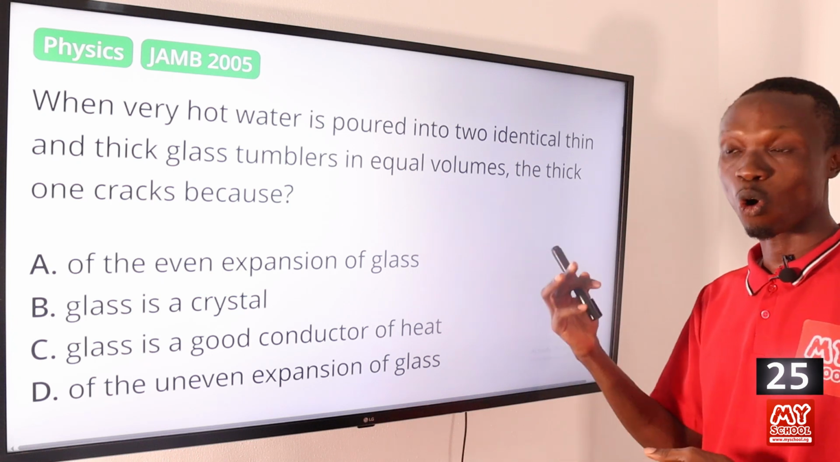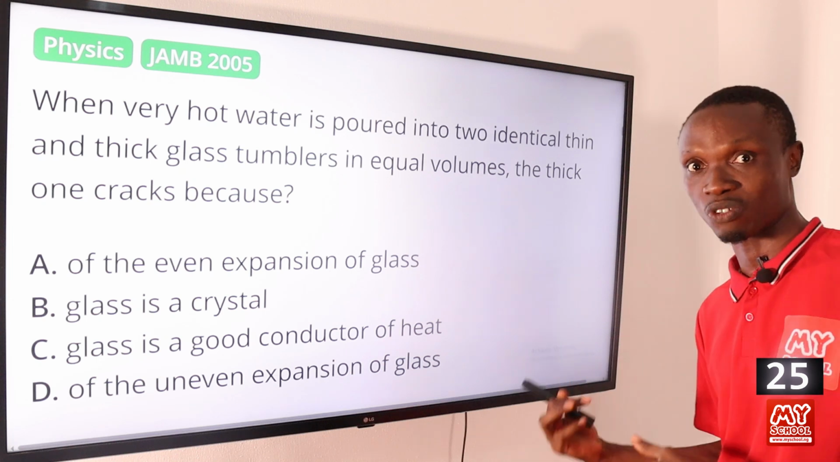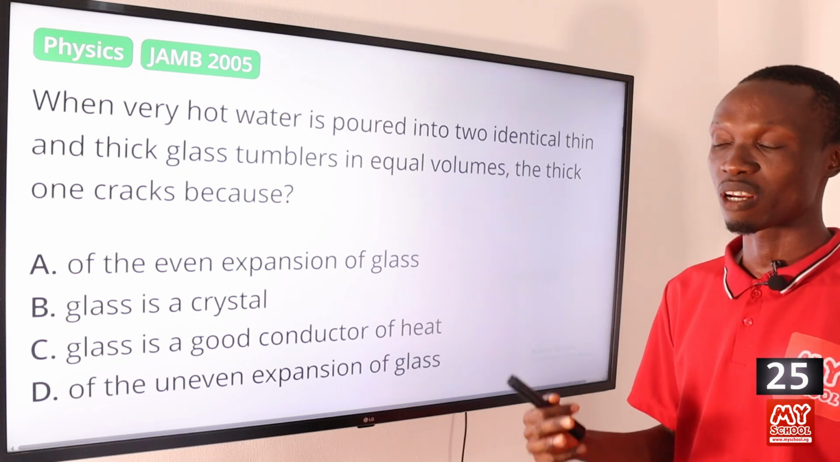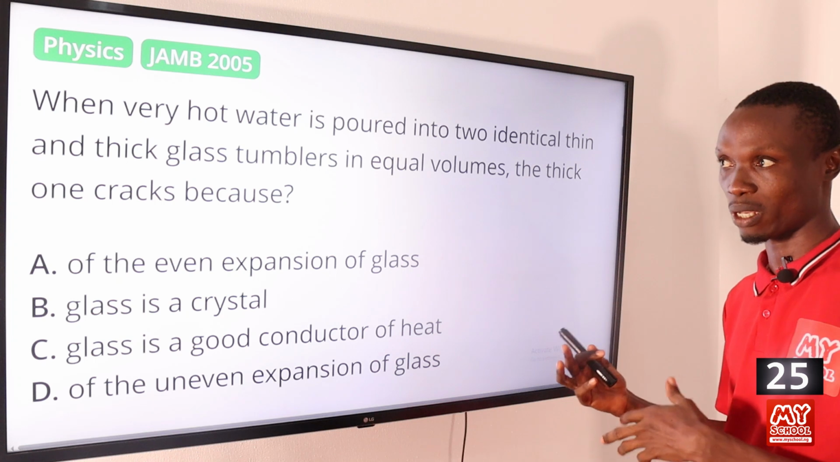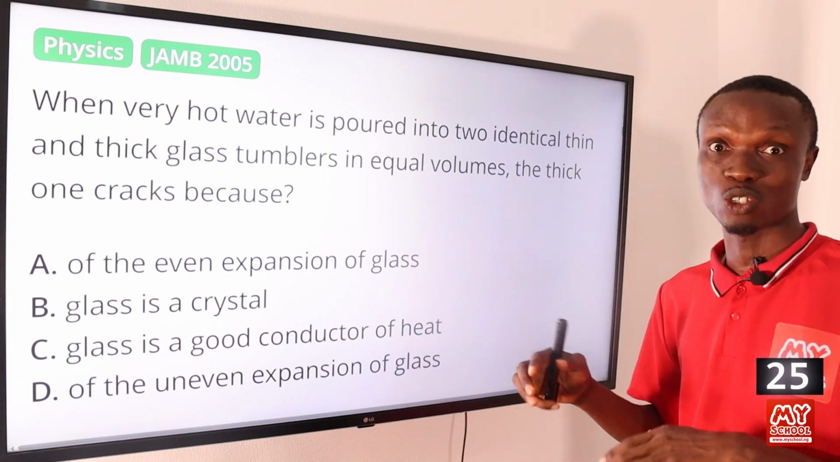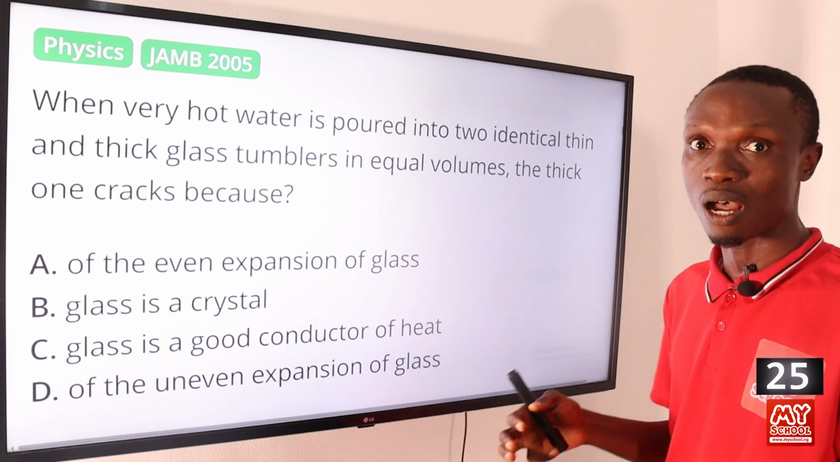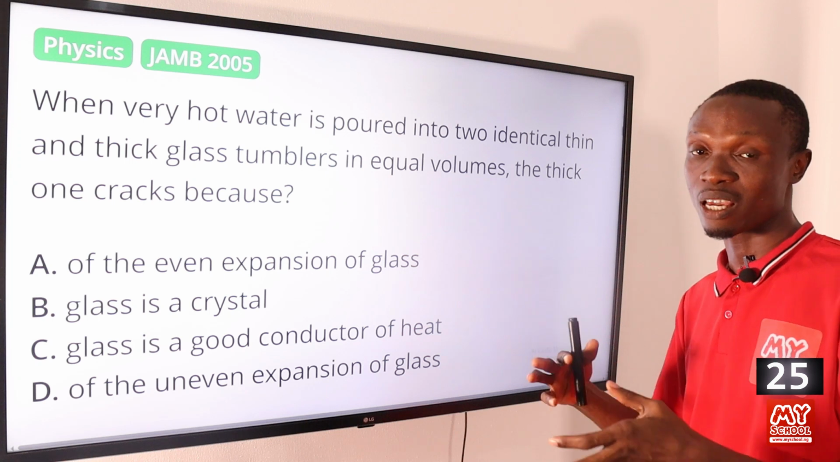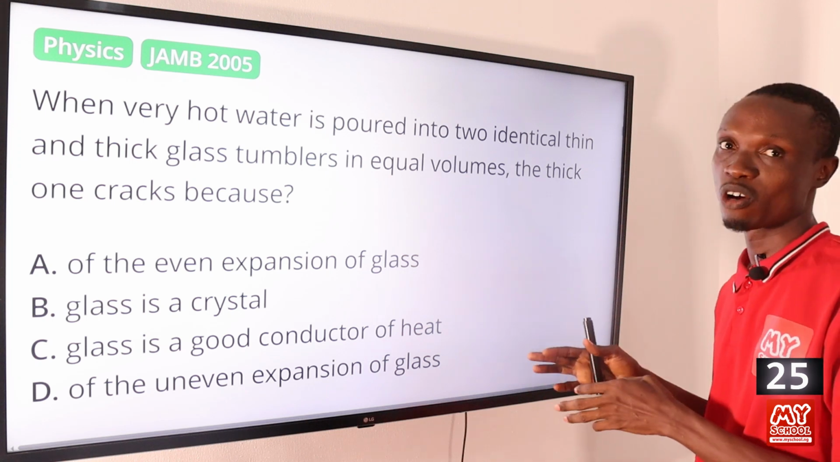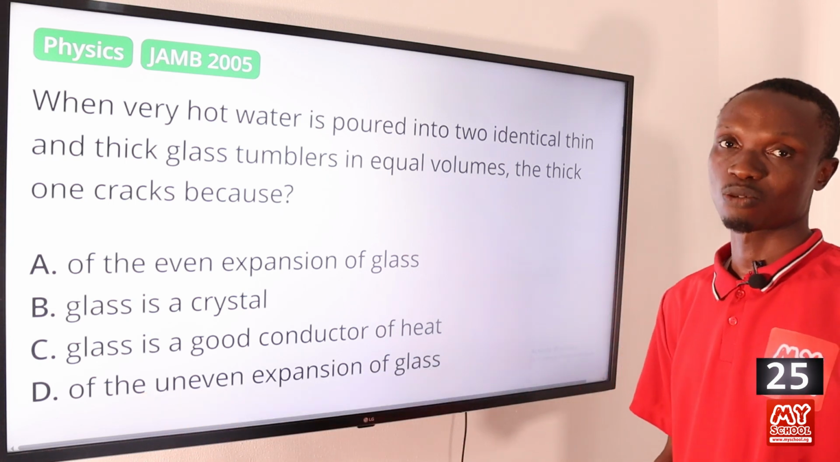So this uneven expansion of the two surfaces, the inner and the outer surfaces, creates stress, which eventually leads to cracking. But in the case of the thin glass tumbler, it is not like that, because of the thinness, both the inner and outer surfaces tend to heat up evenly, reducing this risk. So that makes option D the answer to this question.